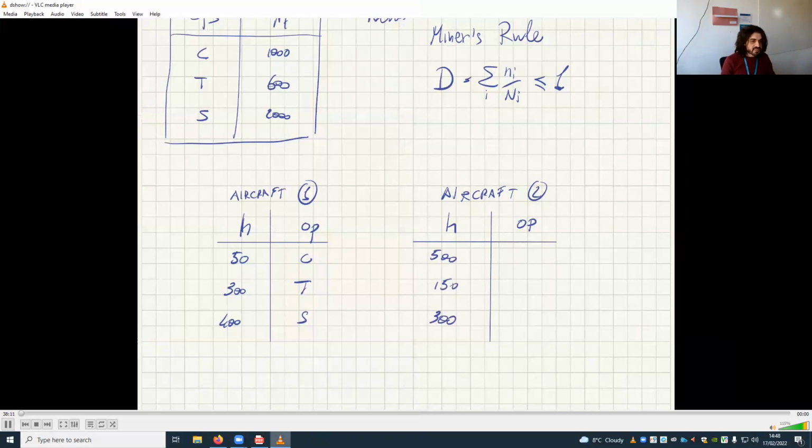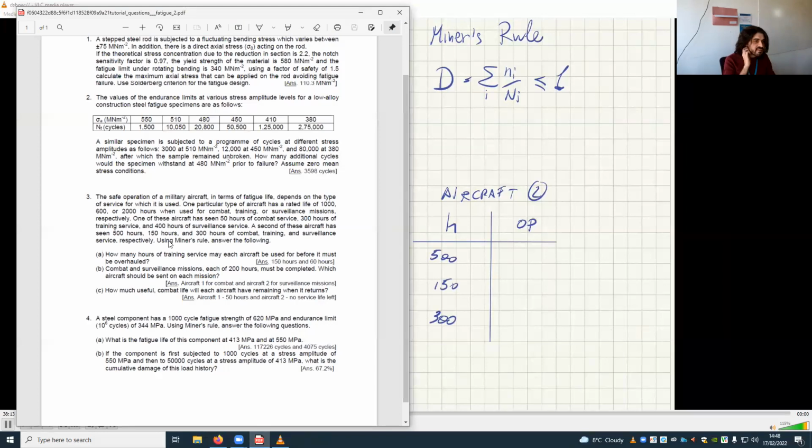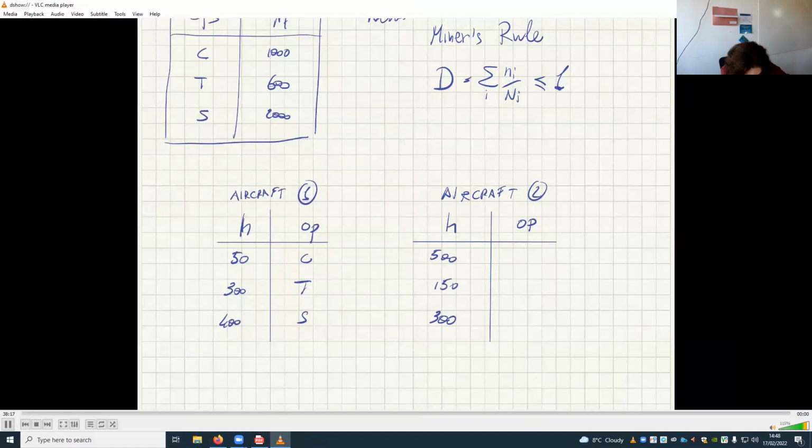Let me triple check. 500, 150, 300, okay, and this is CTS. So these are the logs of the aircrafts. Now we can answer our questions.